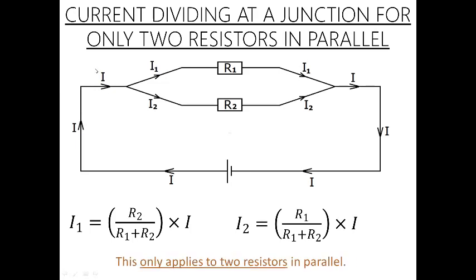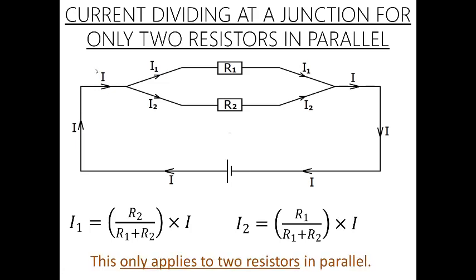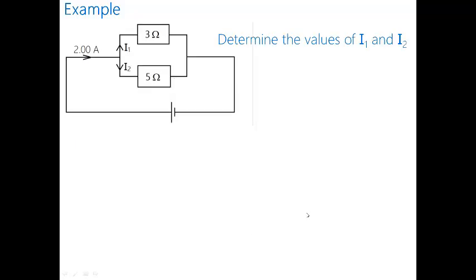Please, this applies only for two resistors in series. Observe these, study these formulae, please, and don't quote them wrongly. If you want to get I1, R2 has to be on top. If you want to get I2, R1 has to be on top.